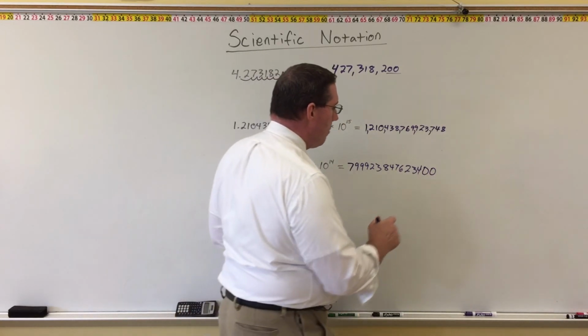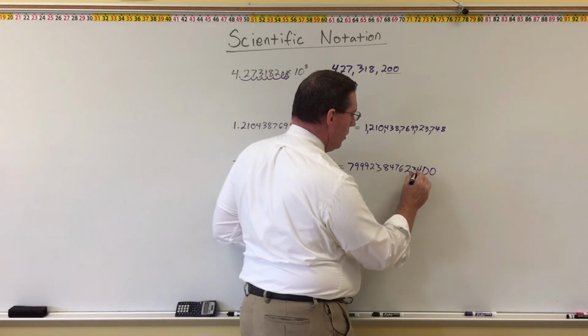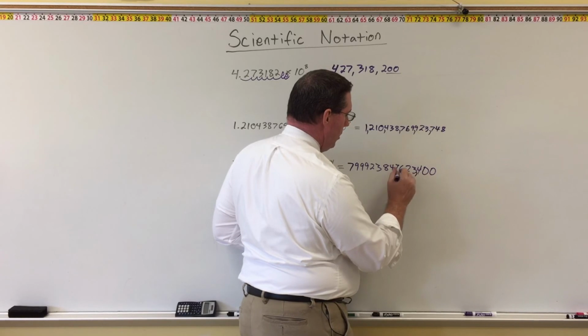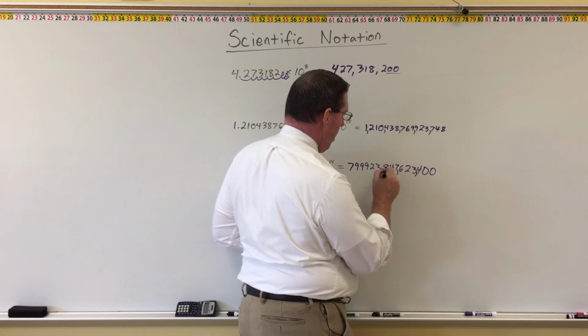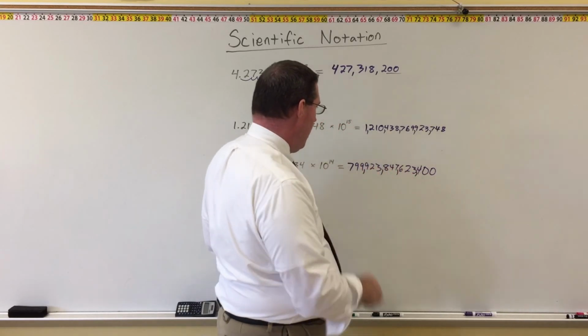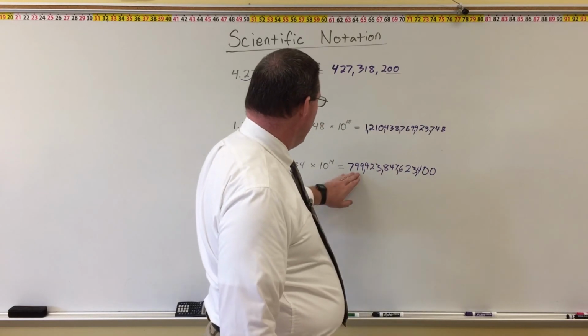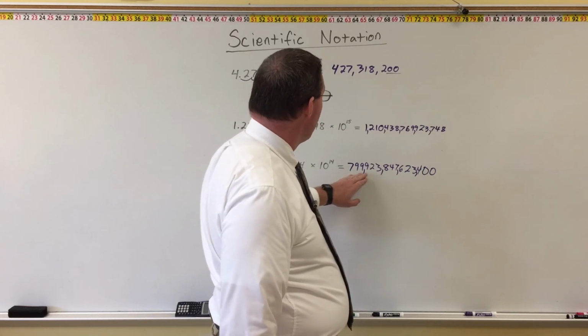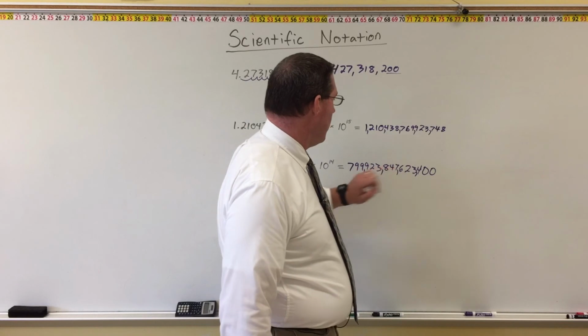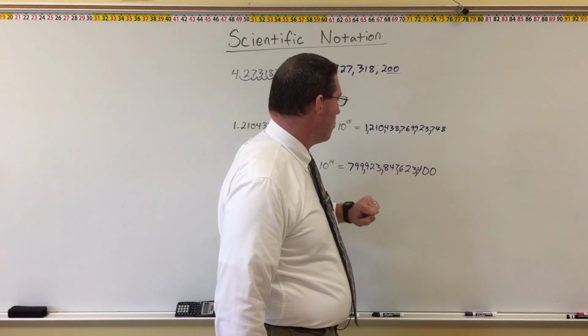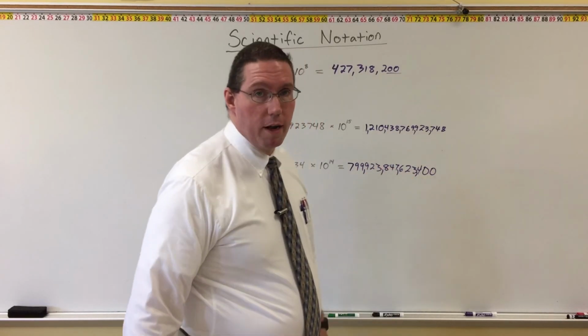Now we're going to put all the commas in. Come back 3 digits and put a comma, 3 digits, put a comma, 3 digits, put a comma, 3 digits, put a comma. And it looks like we have 799,847,623,400. And that is our number.